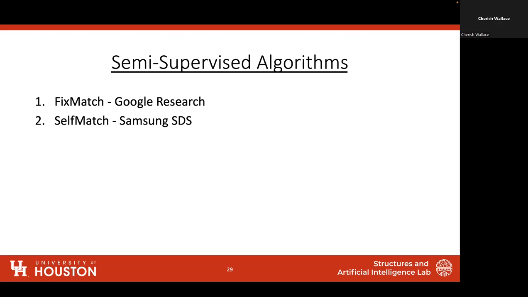Now we have the unlabeled data set, we have the labeled data set, and we know what machine learning and semi-supervised learning techniques mean. So I'll be discussing two semi-supervised algorithms. The first one is FixMatch, which was developed by Google Research, and the second one is SelfMatch, which was developed by Samsung SDS.